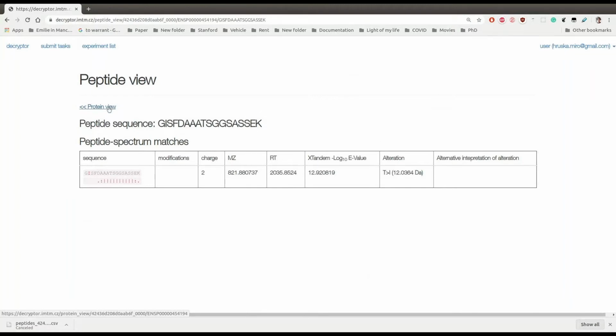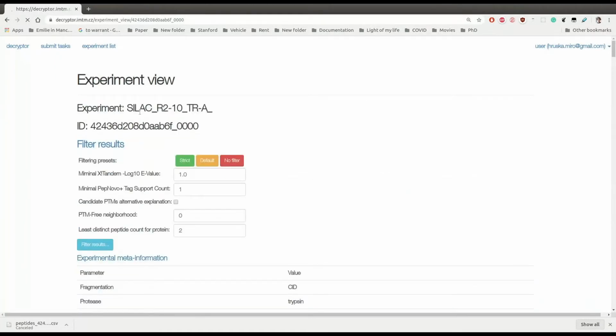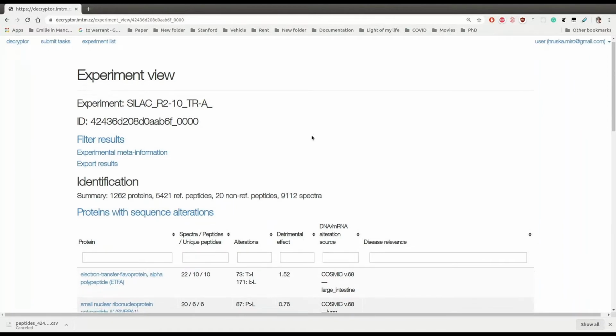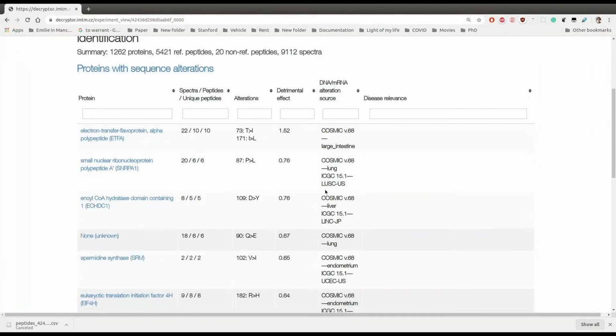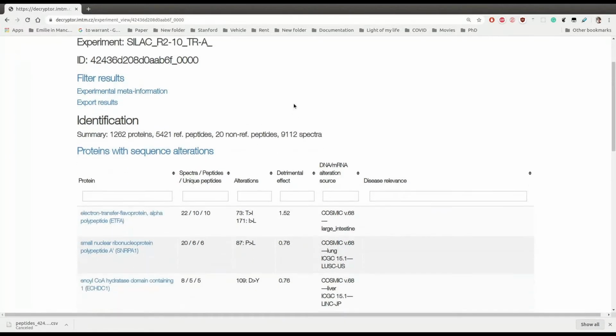So in some sense, this is what Decryptor does. You can also export the results. Here you can export the results, I can just do so. You will get a comma separated file which collects all the variants together. If you then take such variants from multiple samples, you can perhaps do some biological analysis of what might be going on, and so on.